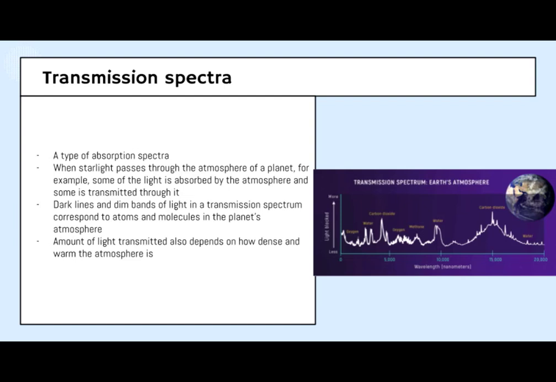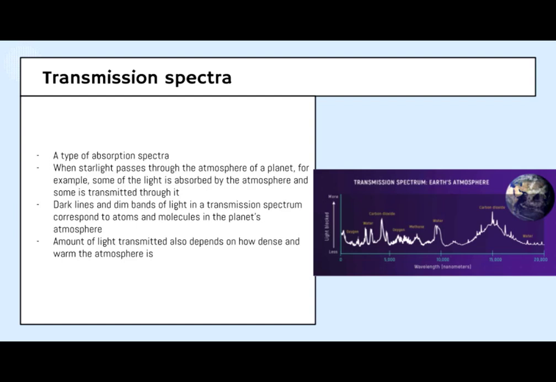A transmission spectra is a type of absorption spectra. When starlight passes through the atmosphere of a planet, for example, some of the light is absorbed by the atmosphere and some is transmitted through it. Dark lines and dim bands of light in the transmission spectrum, which you can see on the right, correspond to atoms and molecules in the planet's atmosphere.